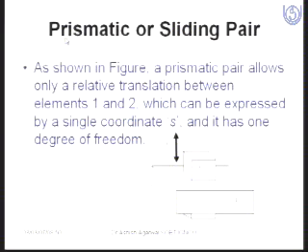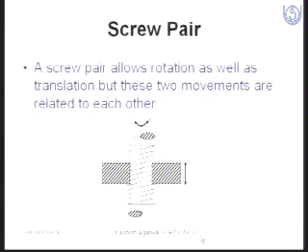Another type of pair is called the prismatic pair or the sliding pair. Again you see that this is element number 1, this is element number 2, and the contact between these two elements is a surface contact. So this is a lower pair. Here the movement, the rectilinear or linear motion between these two elements, can be expressed by the coordinate s. So again it has only 1 degree of freedom.